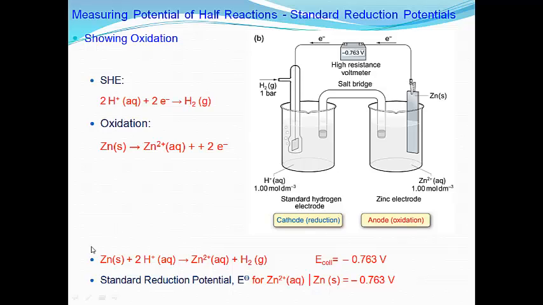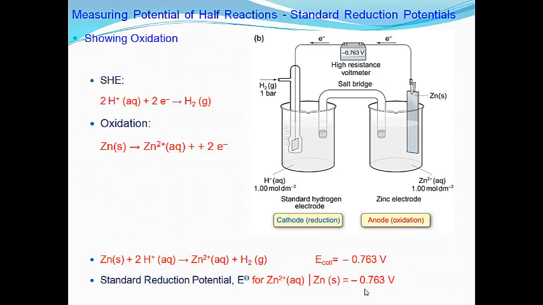And so the EMF that is measured, which is the E cell, is equal to minus 0.763 volts, and hence the standard reduction potential E0 for the zinc 2+ zinc half cell is equal to minus 0.763 volts.